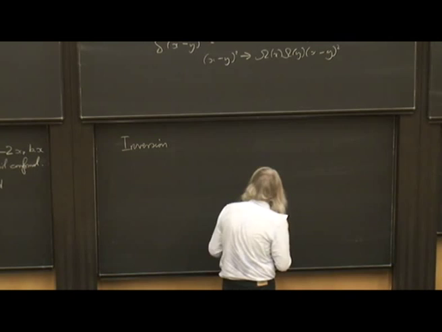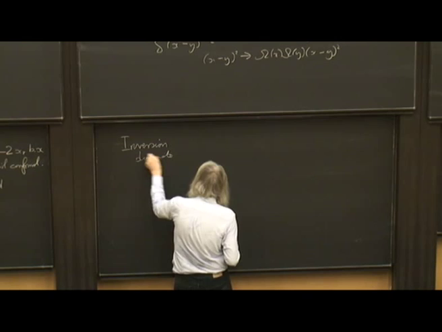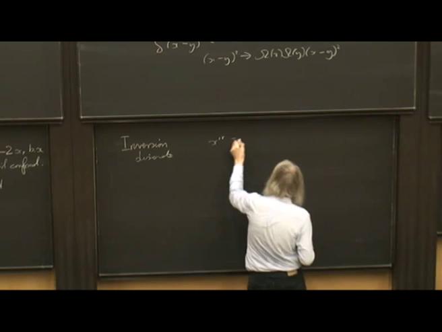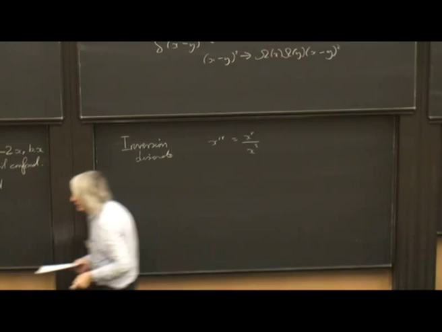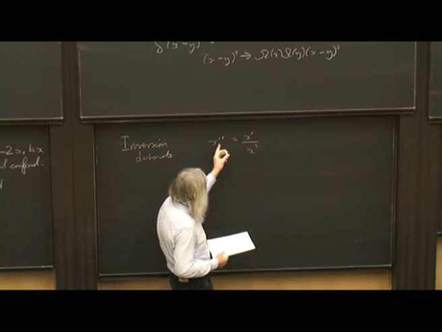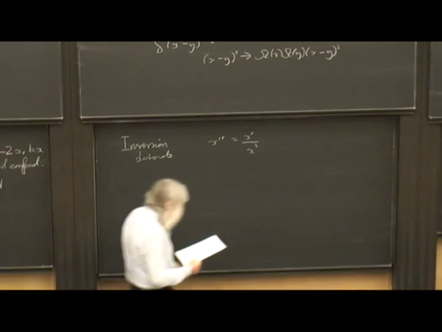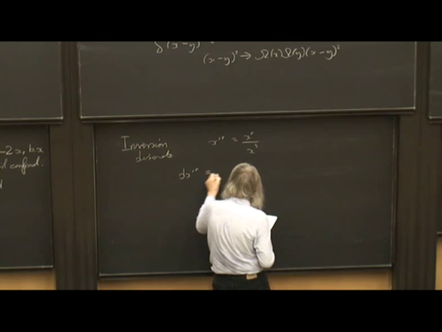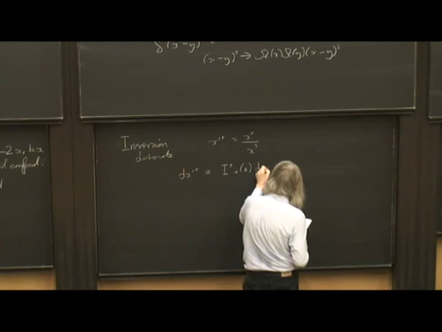And this is a discrete transformation, which is also conformal, namely x prime mu is x mu over x squared. So the point to notice here is that if I started with the point zero, this point x prime would be at infinity. Now it's not difficult to see that dx prime mu is equal to some tensor, which I'll define in a moment, all over x squared.